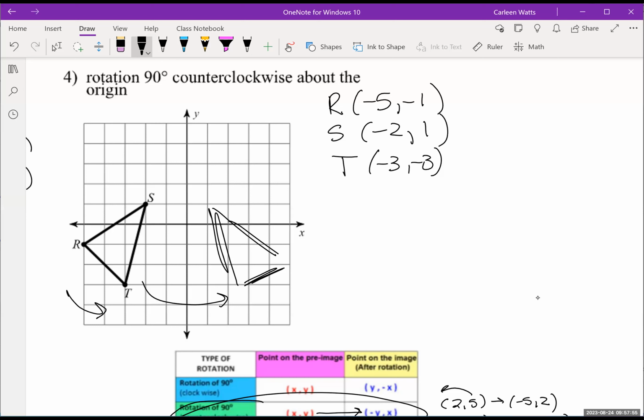Okay, now we know that according to our chart, rotation 90 degrees counterclockwise, (x, y) maps to (-y, x). Okay, can you guys tell me what R prime is? Hopefully we're getting a little, oh, you're fast. You're like, come on, come on, come on. Correct. Awesome. Anyone else want to guess?